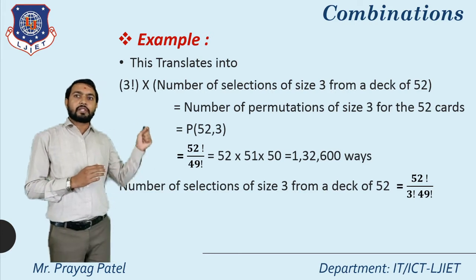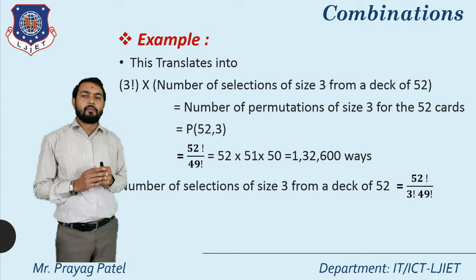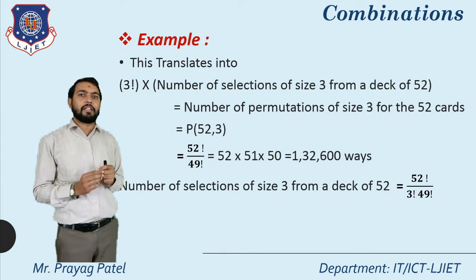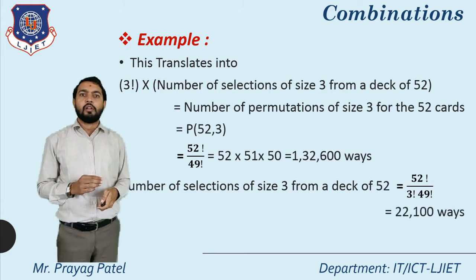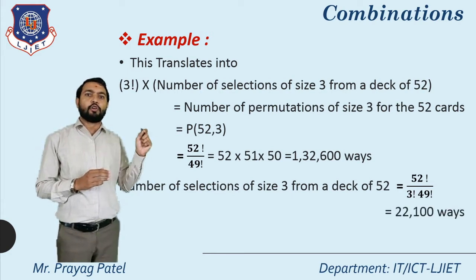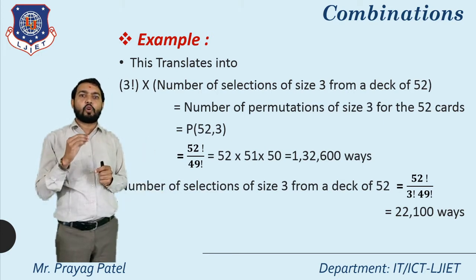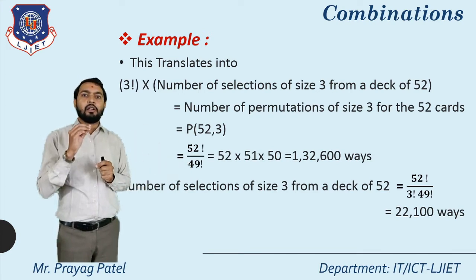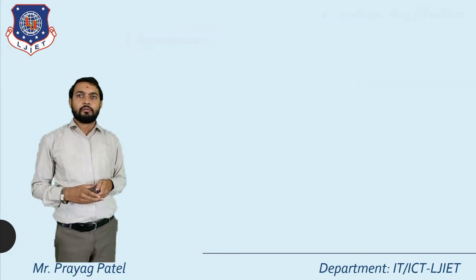Now here the equation is 3 factorial into number of combination equal to number of permutation. That means divided by 3 factorial. So the final answer is 52 factorial divided by 3 factorial into 49 factorial. So the answer is 22100 ways. This last answer is considered as the combinations possible for selecting 3 cards, and the first answer is considered as the number of permutations possible for selecting the 3 cards.